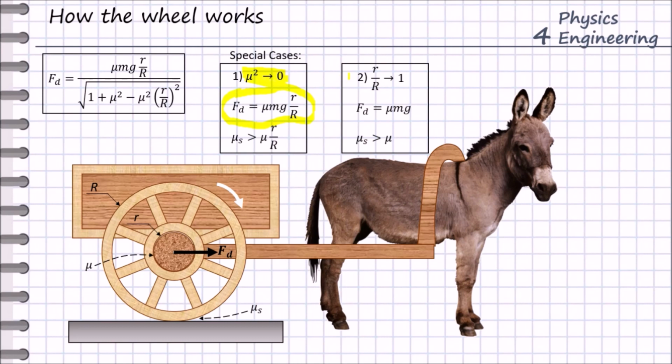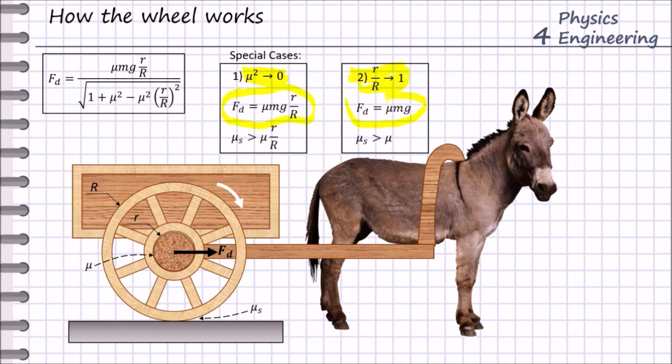And the second case, so let us assume that our ratio R small divided by R capital approaches 1. So this means that the shaft radius will be as big as the wheel radius. So basically intuition says that in this case the wheel will not work anymore, and we must have just a typical sliding friction, and here it is.